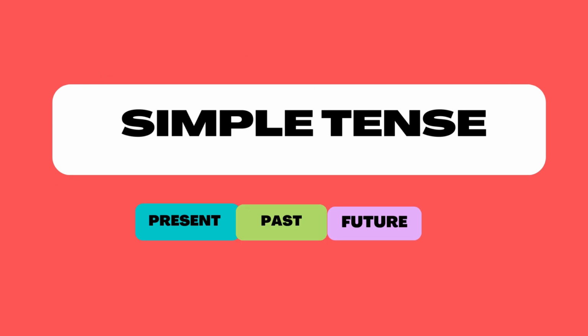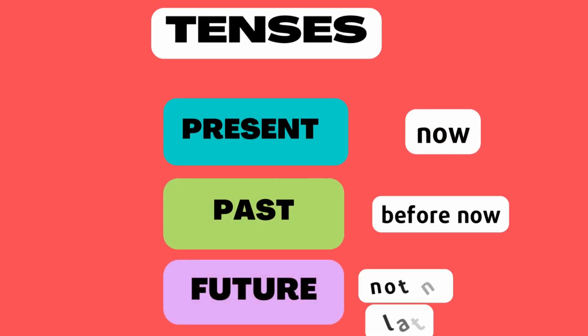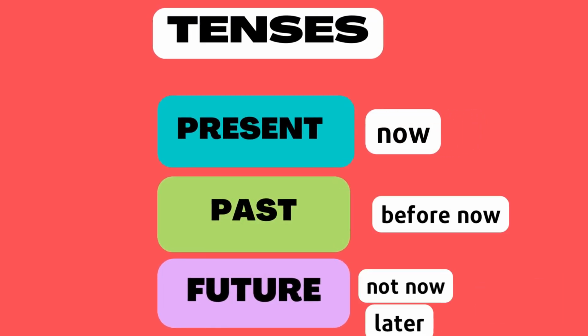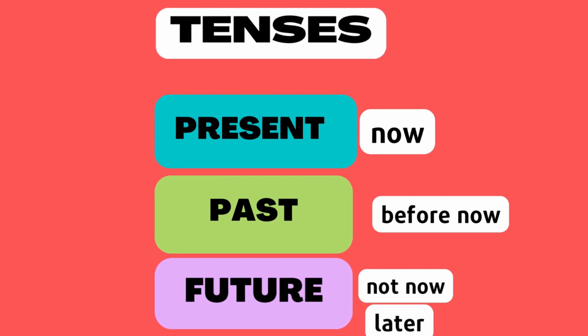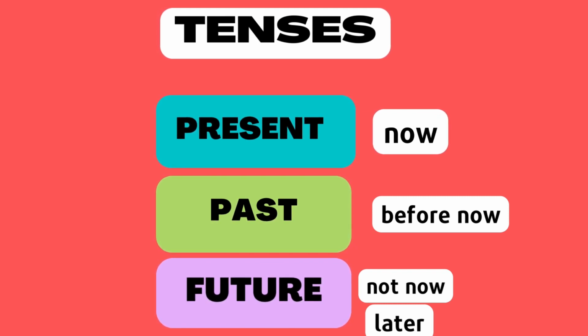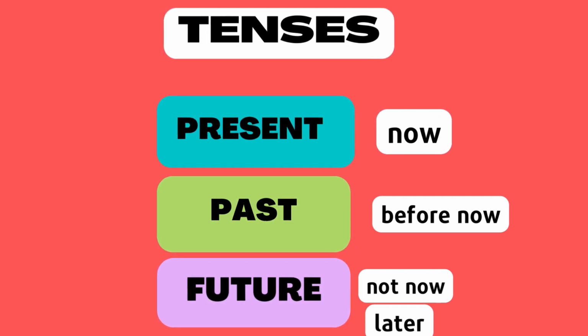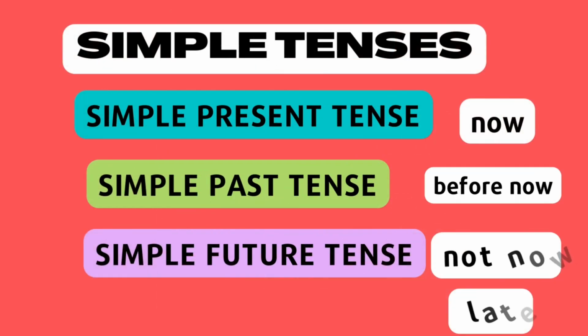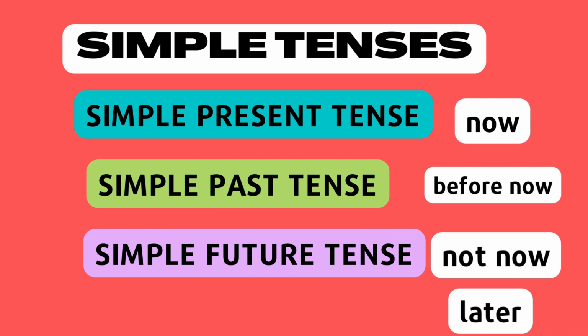So verbs come in three tenses: the present tense, the past tense, and the future tense. The present tense talks about an action that is taking place at the present moment or an action that is continuous. The past tense talks about an action that has already taken place, and future tense talks about an action that will happen later. In this video, I will discuss the simple tense. The simple tenses include the simple present tense, the simple past tense, and the simple future tense.